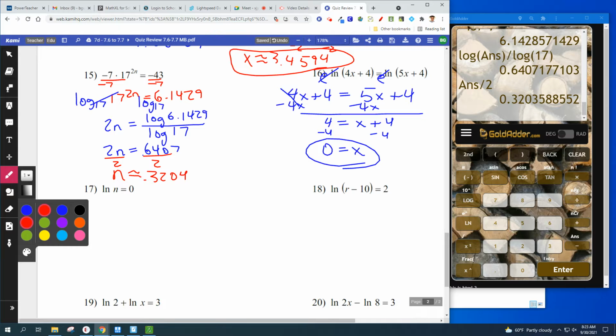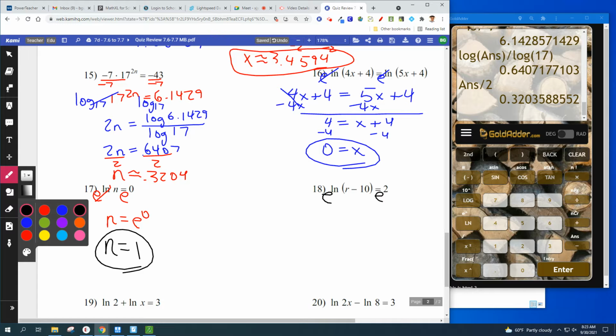Number 17, remember natural log is a base e. So I'm going to do a base e on both sides to cancel that out. N equals e to the 0. You should know that one. Anybody know what e to the 0 power is? Good. Anything to the 0 power is 1. That's right.